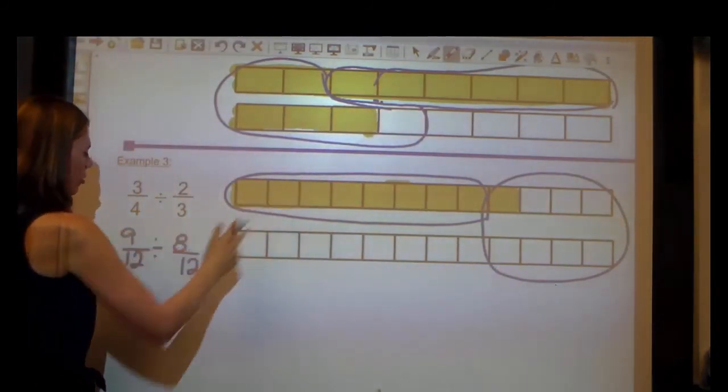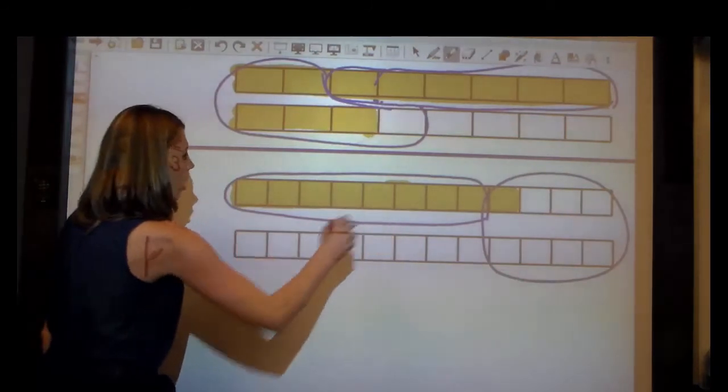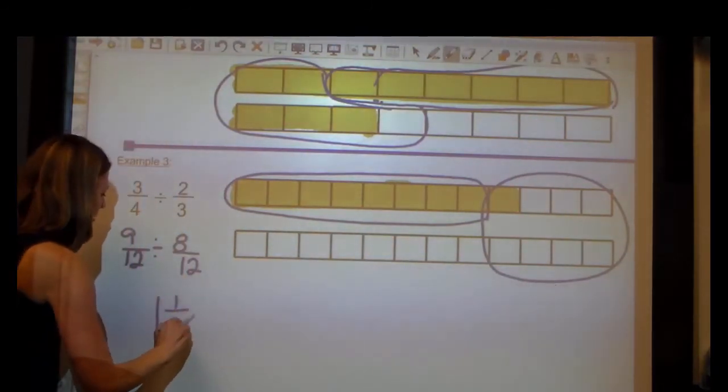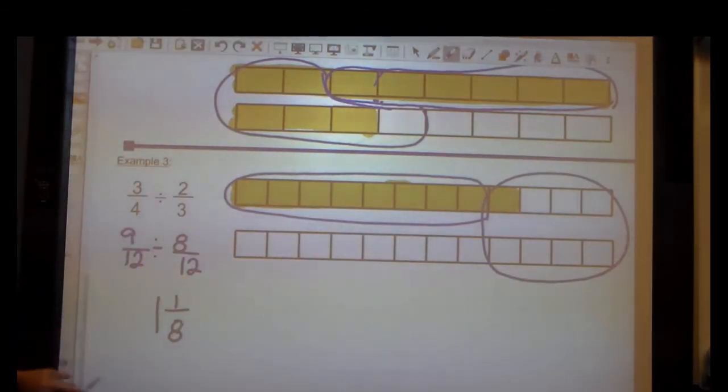So this answer would be 1 whole and 1 out of 8. So the answer is 1 and 1/8.